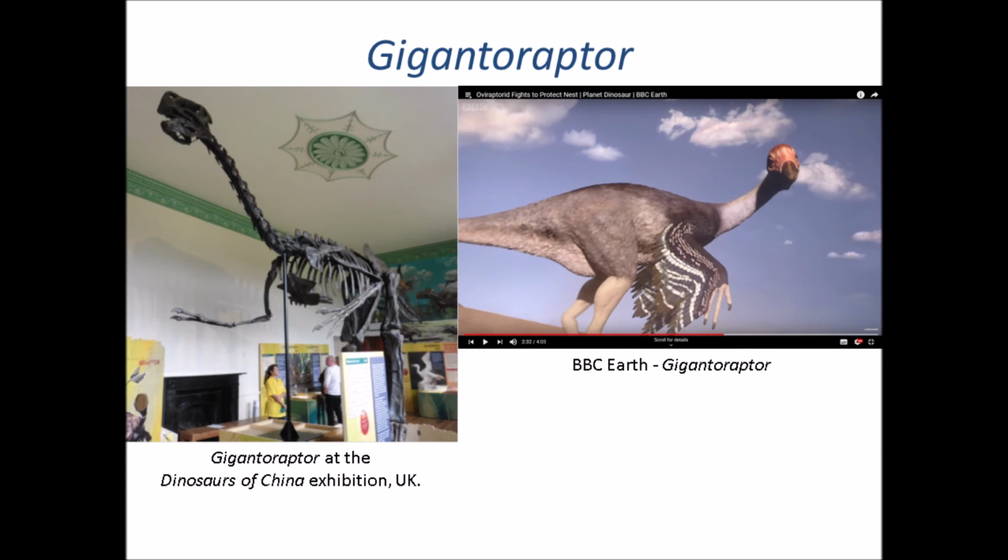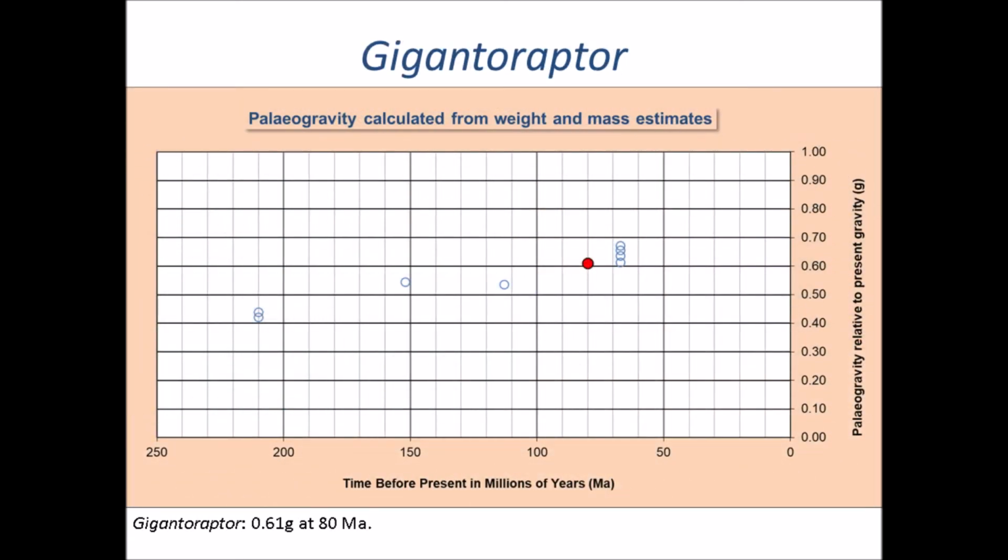One recent dinosaur discovery is the dino bird Giraffatitan. The picture on the left was taken at the Dinosaurs of China exhibition in the UK, and it shows the gigantic size of this animal. Giraffatitan gives a paleogravity estimate of 0.61g at 80 million years ago.